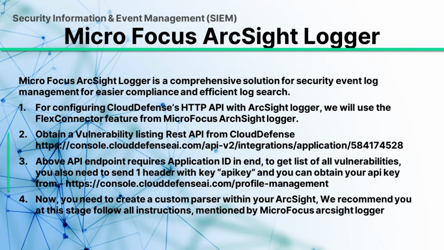Above API endpoint requires application ID in end. To get list of all vulnerabilities, you also need to send one header with key, API key, and you can obtain your API key. Now, you need to create a custom parser within your ArcSight. We recommend you at this stage follow all instructions mentioned by Micro Focus ArcSight Logger.